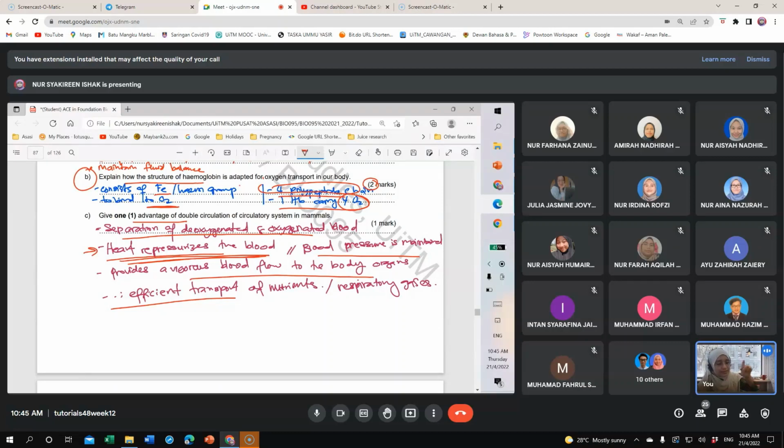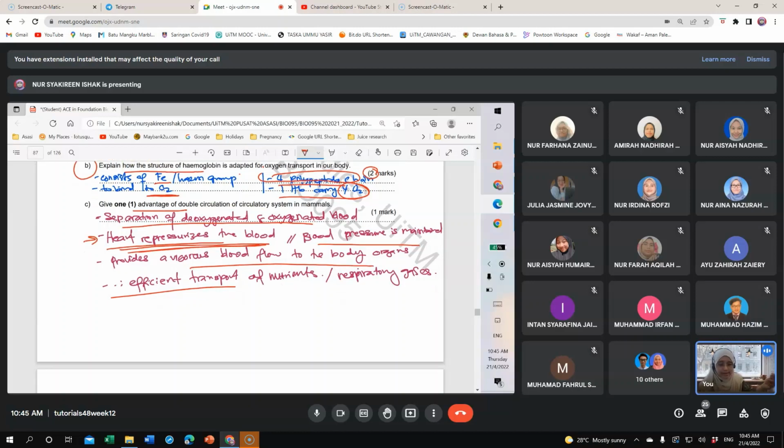So once the blood enters into the gills capillary, so the blood velocity and also the blood pressure will be reduced once it enters into the systemic circuit. Daripada gills capillary terus pergi ke systemic circuit. So that is for fish. Fish tak seaktif mammals. Kan? So that's why mammals requires double circulation. Okay.